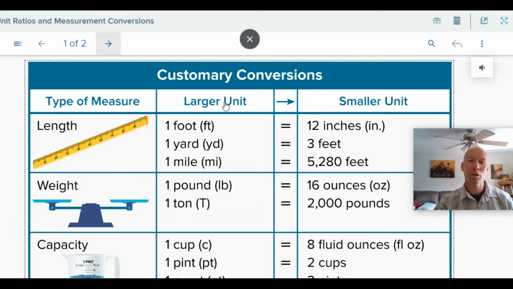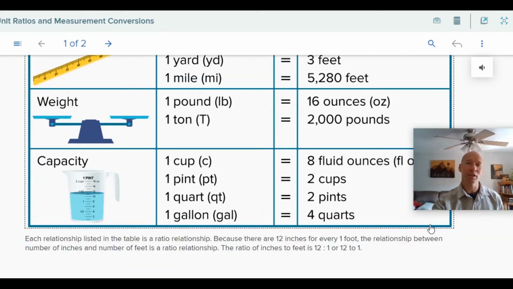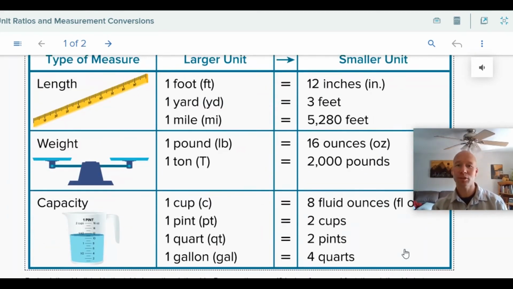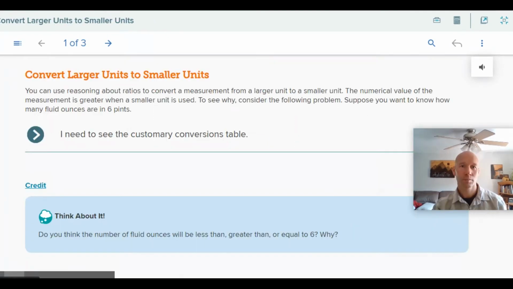So we have some things. 1 foot is 12 inches. 1 yard is 3 feet. 1 mile equals 5,280 feet. When we're talking about weight, 1 pound is 16 ounces. 1 ton is 2,000 pounds. And capacity, a cup is 8 fluid ounces. 1 pint is 2 cups. 1 quart is 2 pints. And 1 gallon is 4 quarts.